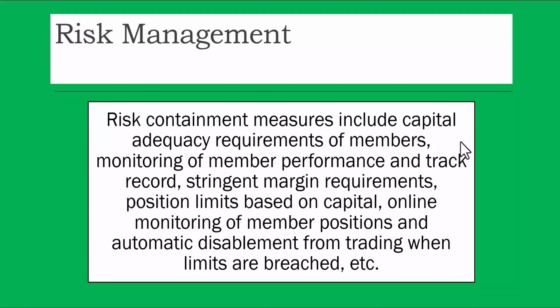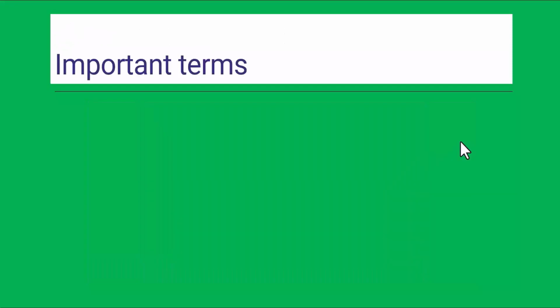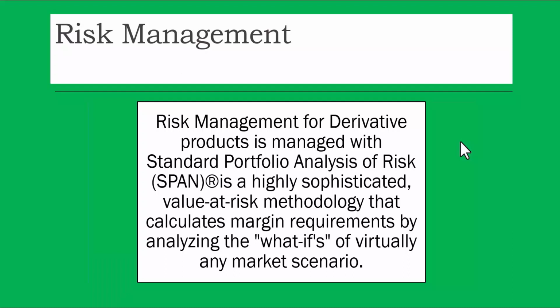I'm just skipping one or two slides which are theoretical in nature. You can read them. The risk management for derivative products is managed by the Standard Portfolio Analysis of Risk, and that's called SPAN. There's a SPAN software which determines the margins for the Nifty as well as any stock or index based on the volatility of the index or the stock. If the stock is more volatile, then SPAN will calculate a higher margin, because then the stock is very risky and there's a chance of it moving here and there. So more volatile, more the risk, more margin has to be collected.